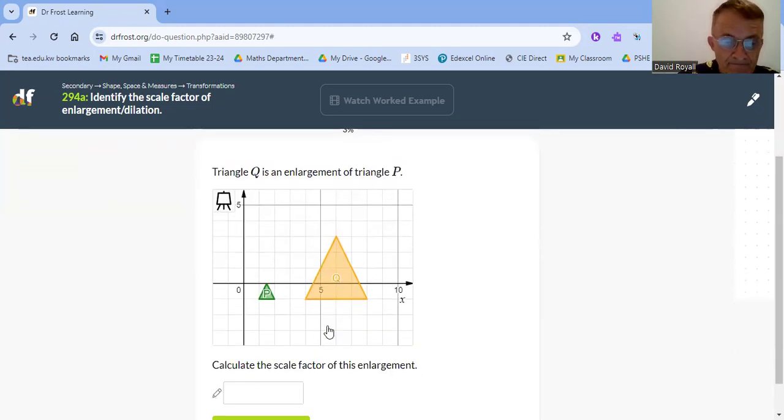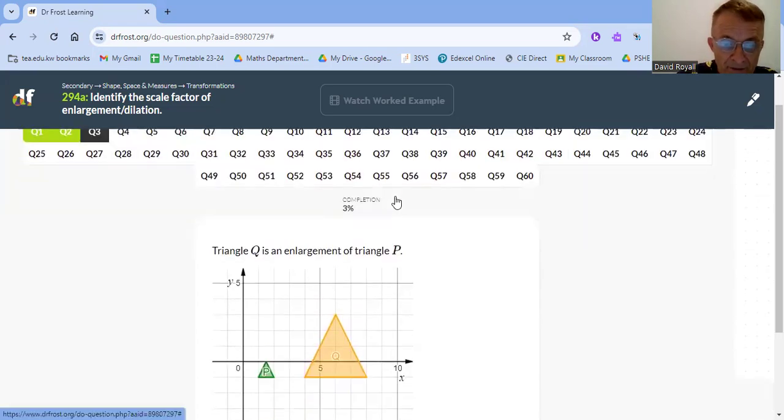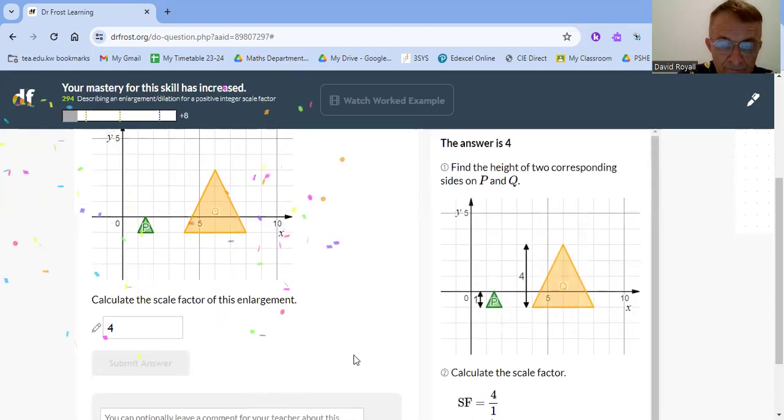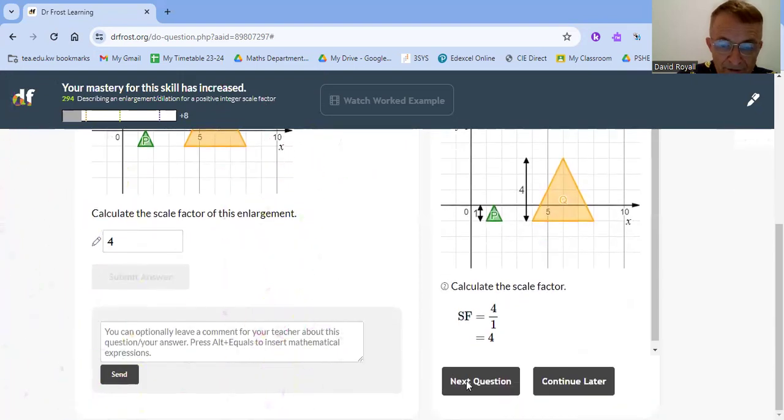Look at this one. Well, we want to go from the little object to the big object. The triangle is an enlargement of triangle P. Calculate the scale factor of this enlargement. Well, this is 1, and this is 1, 2, 3, 4. So this is 4 times longer than that. There's your answer. Okay, next question.